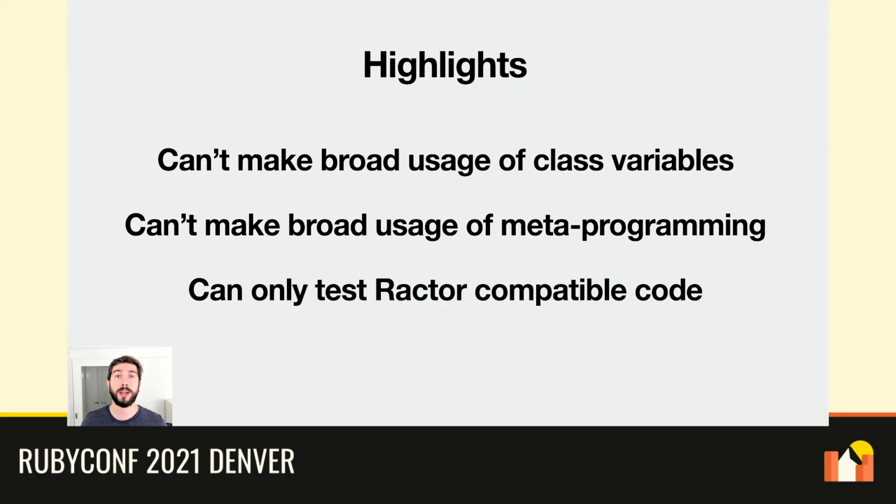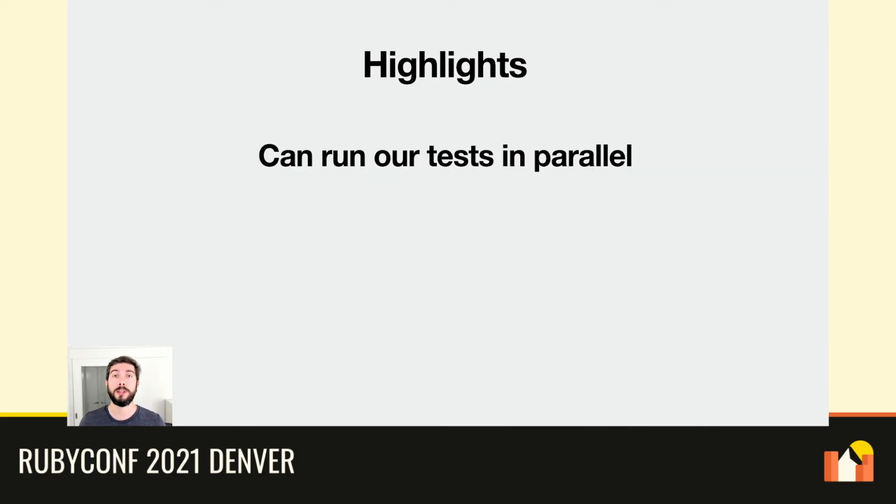And it can only test Ractor compatible code in Ractor mode. Because our application code is going to be tested, is going to be executed from within a worker, it's also going to be subject to all of the limitations that the workers are going to be subject to. So it's not enough for the test framework to be Ractor compatible. We also need to make sure that the application that's being tested is Ractor compatible, which may involve other gems and dependencies as well. It can run tests in parallel, so that's our initial objective that we managed to achieve.